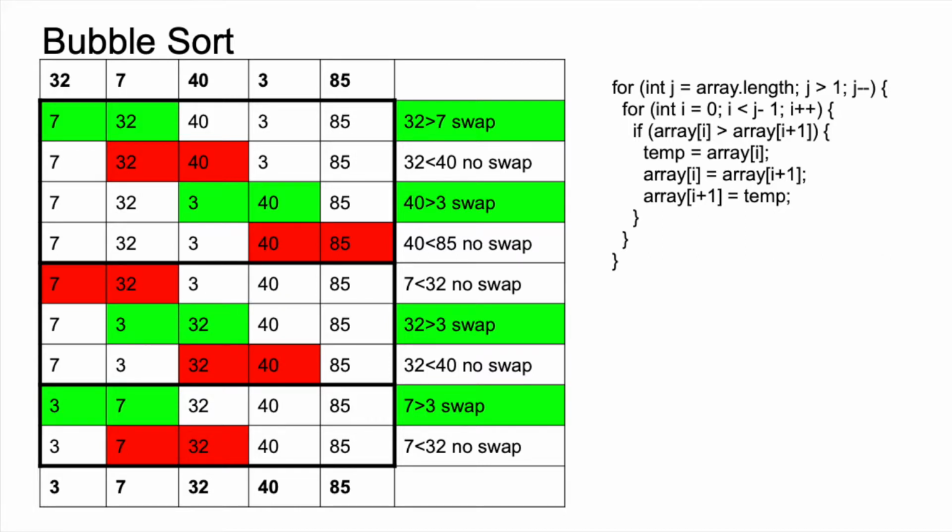For the third repeat of the outer loop, 3 is compared with 7, where 7 is greater, so the elements are swapped. Finally, 7 is compared with 32, where 32 is greater than 7, so there is no swap. The outer loop is then repeated once more, but the array is already ordered, so there are no changes. Now another simple sorting algorithm will be explained.